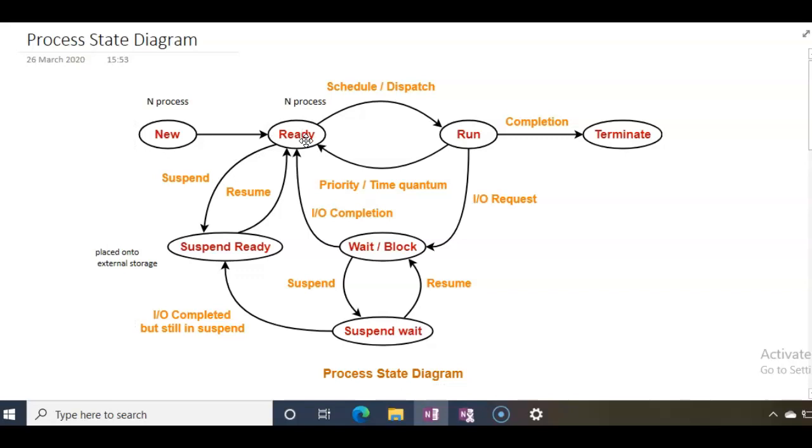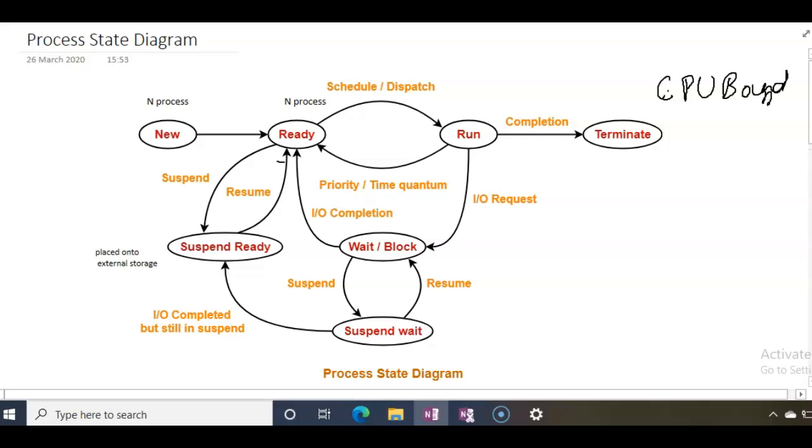Okay, and then if there is some IO request for that process, I mean there are two types of process. Let me draw this thing. So there are basically two types of processes. One process is CPU bound, CPU bounded process, and another process is IO bound process.